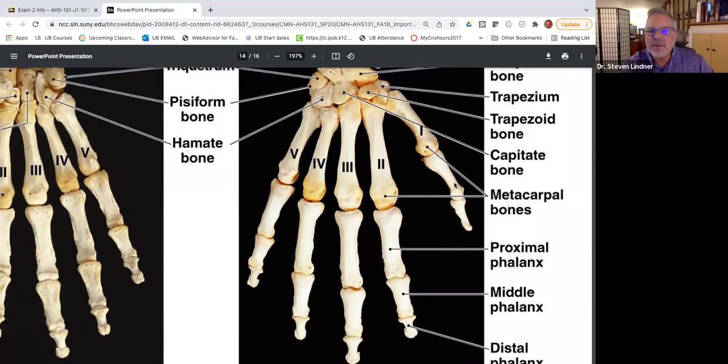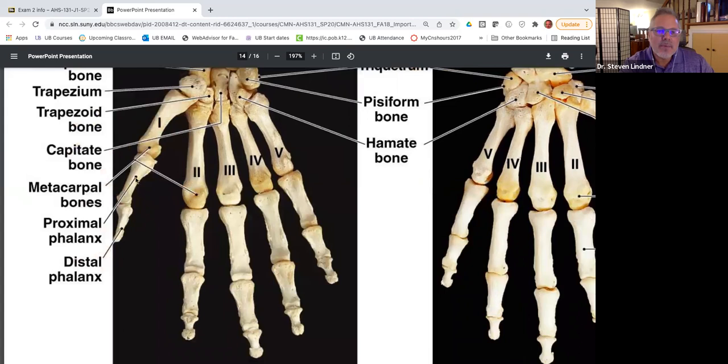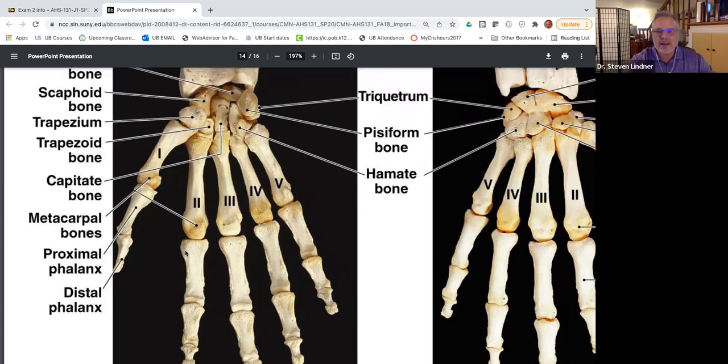However, the thumb does not. The thumb only has a proximal and a distal phalanx. The thumb does not have the middle phalanx. And a lot of students confuse this. They always make this mistake, and I don't want anyone to make the mistake. They think this is the proximal phalange, middle phalange, and then a distal phalange. But you have to remember the thumb doesn't have a middle phalange. It has a first metacarpal, a proximal phalange, and a distal phalange.